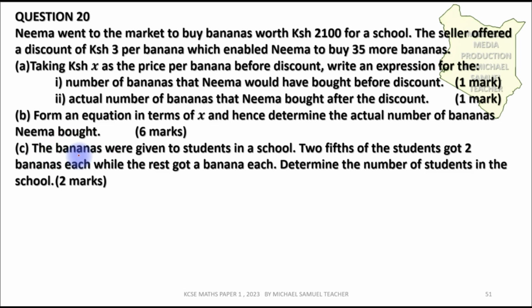Part C. The bananas were given to students in a school. 2/5 of the students got 2 bananas each, while the rest got a banana each. Determine the number of students in the school.